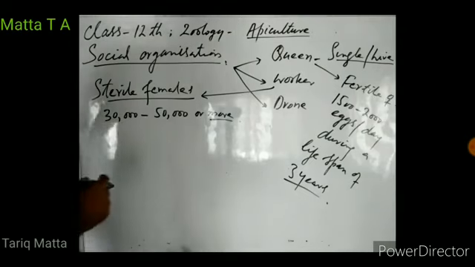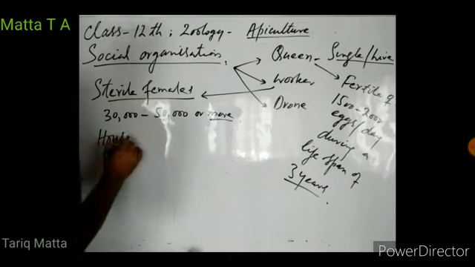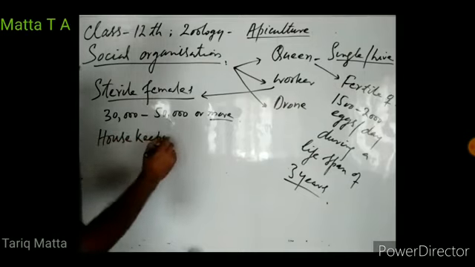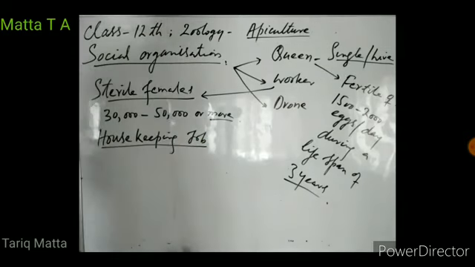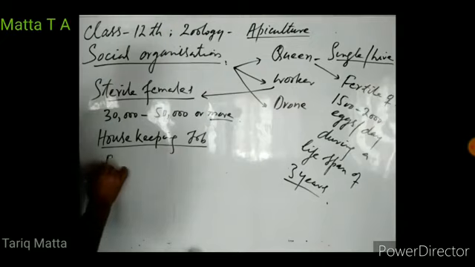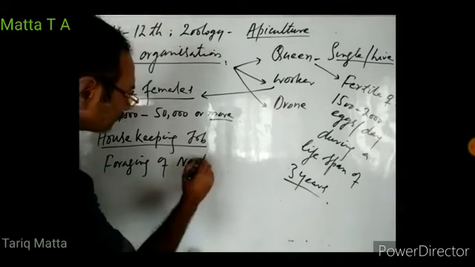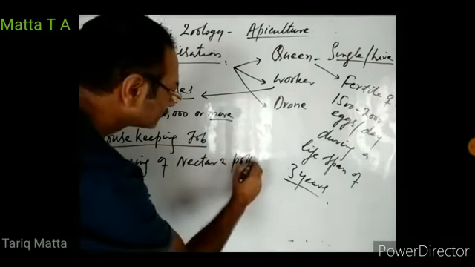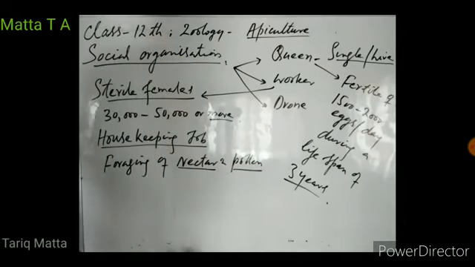These sterile females, what is their function in the hive? They are concerned with the housekeeping job. They keep the beehive clean. They maintain it. They raise the larvae. They feed the larvae. And they are also concerned with foraging of nectar and pollen. So most of the job of the beehive is carried out by workers.